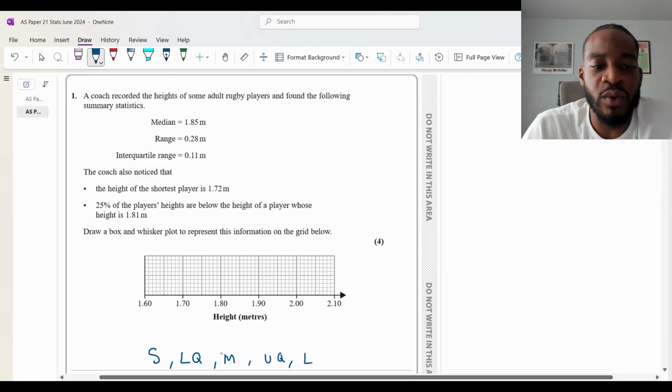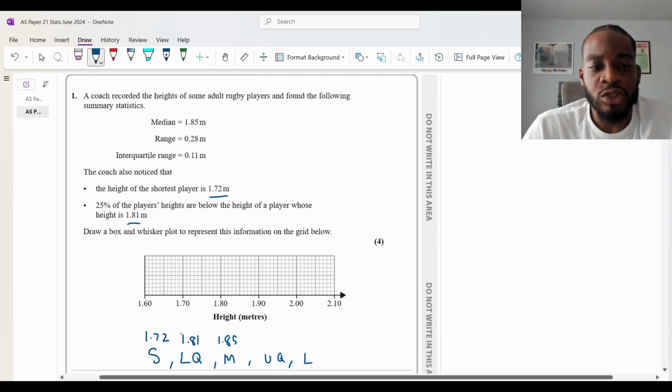So firstly, what do we know out of these? The median is 1.85, so I can put that there. Do we know anything else? The height of the shortest player is 1.72, so that will go there. Anything else we know? 25% of the players' heights are below the height of a player whose height is 1.81. 25%, that's the first 25%. That must be the lower quartile, isn't it? So 1.81 must be the lower quartile, so I can put that there.